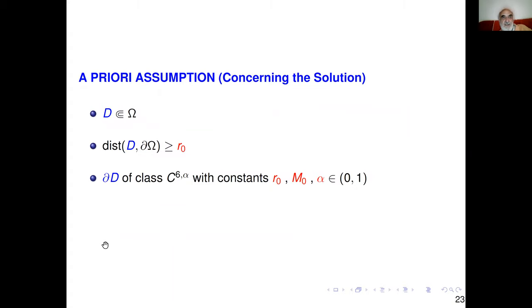Concerning the a priori assumption, the rigid inclusion is compactly contained in omega. In particular, the distance between D and the boundary of omega is greater or equal to R0. And we assume that the boundary of D is of class C^{6,alpha}. We can consider this a priori assumption as a technical assumption, but as I show later, it's difficult to reduce. It is connected to the strong unique continuation at the boundary.